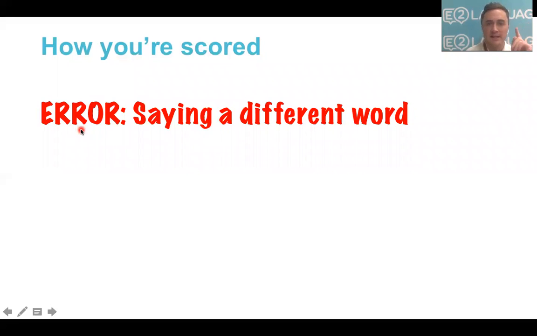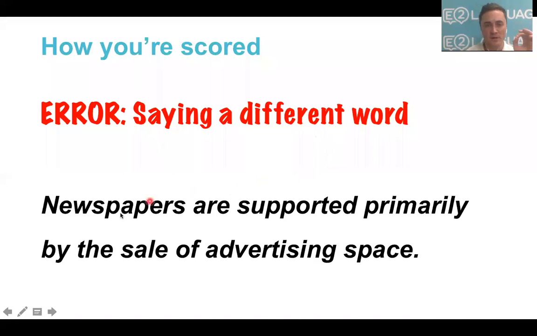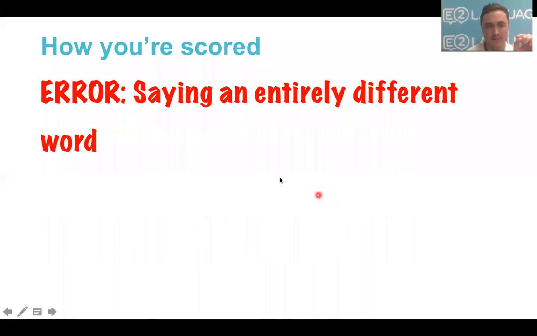Okay, here's the first type of error. It's when you say a different word. So you listen to the sentence and you repeat it, and one of those words, you say a different word. Let's look at specifics on this, specific words that you can say differently. You can say an entirely different word.